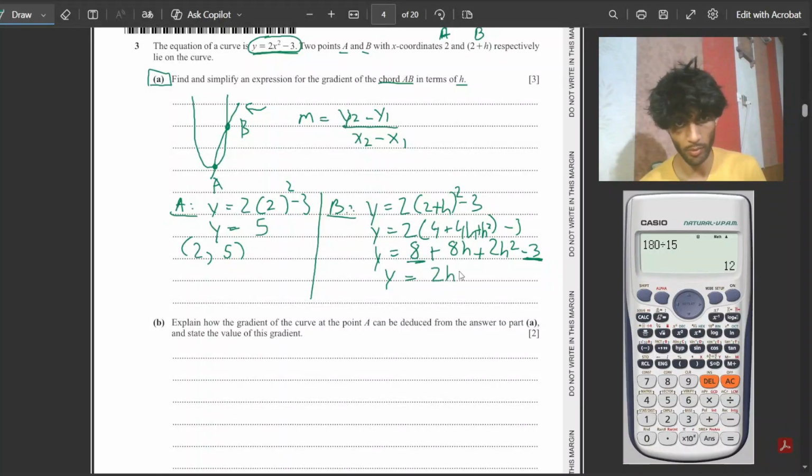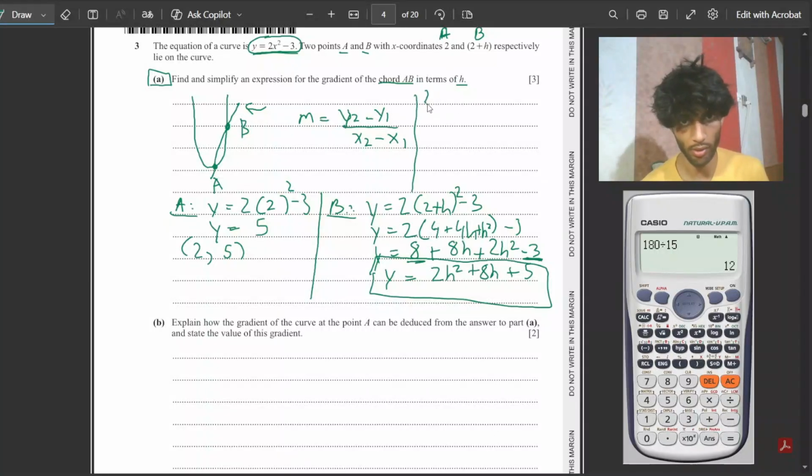So this minus 3 and this 8, they're going to subtract each other. And I'm going to rearrange this. I'm going to get 2h squared plus 8h plus 5. So 8 minus 3 is going to give me 5. So this is what I have as my y value for point B. Now, what I can do is put it in the gradient. So that's going to be 2h squared plus 8h plus 5 minus y1. y1 is 5, over the x2, which is 2 plus h, minus the x1 term, which is 2. So this and this cancel out. This 2 and this 2 cancel out. So I get 2h squared plus 8h over h.